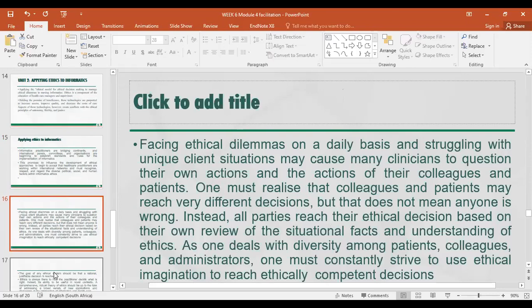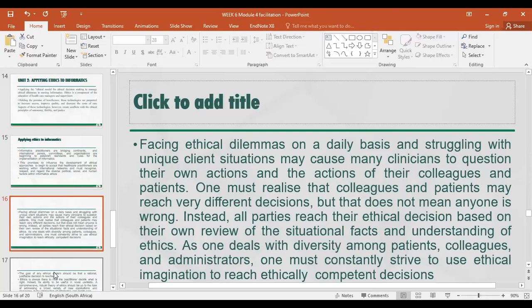Facing ethical dilemmas on a daily basis and struggling with unique client situations may cause many clinicians to question their own actions and the actions of their colleagues and patients as well. One must realize that colleagues and patients may reach very different decisions. We make decisions based on our view or our understanding of what is right and what is wrong.